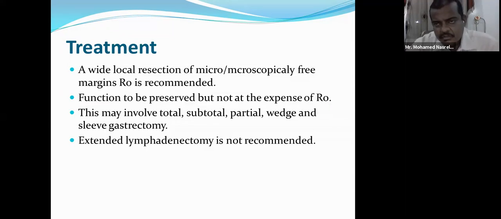This is decided by the surgeon himself, according to the extent of the tumor, the involvement, and the situation intraoperatively. So function to be preserved, yes, but not at the expense of R0. This may involve total, subtotal, partial, wedge, and sleeve gastrectomy. Extended lymphadenectomy is not recommended, as we said, because the tumor doesn't have any tendency to metastasize to the groups of lymph nodes around.